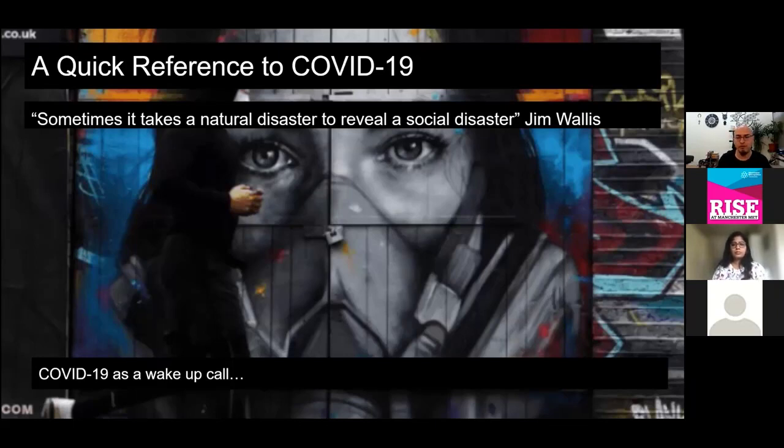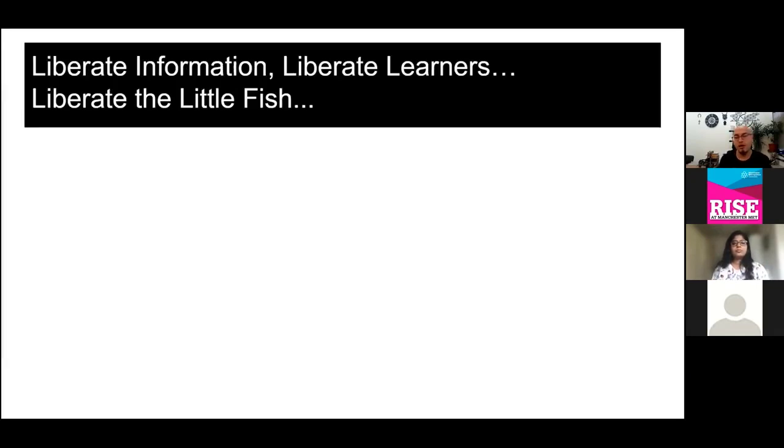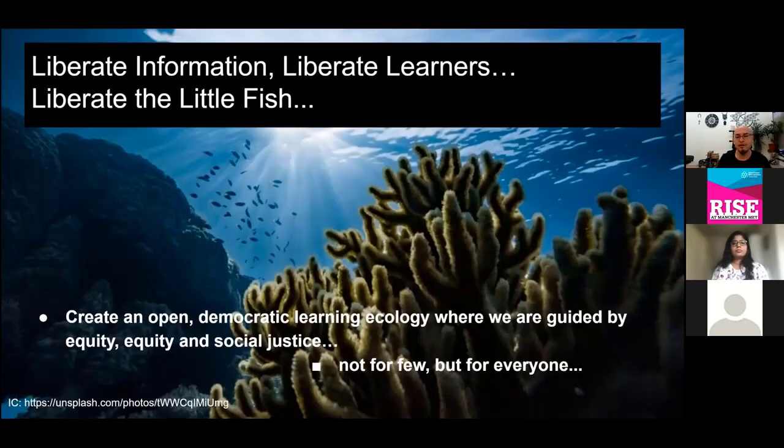In this sense, we have to ask that question to ourselves. How can we turn this crisis into an opportunity? If we can work in harmony, we can take collective decisions and collective actions to create an open learning ecology which is informed and empowered by equity, equality, and social justice. To create a sustainable learning ecology, we have to start from now on by removing barriers.